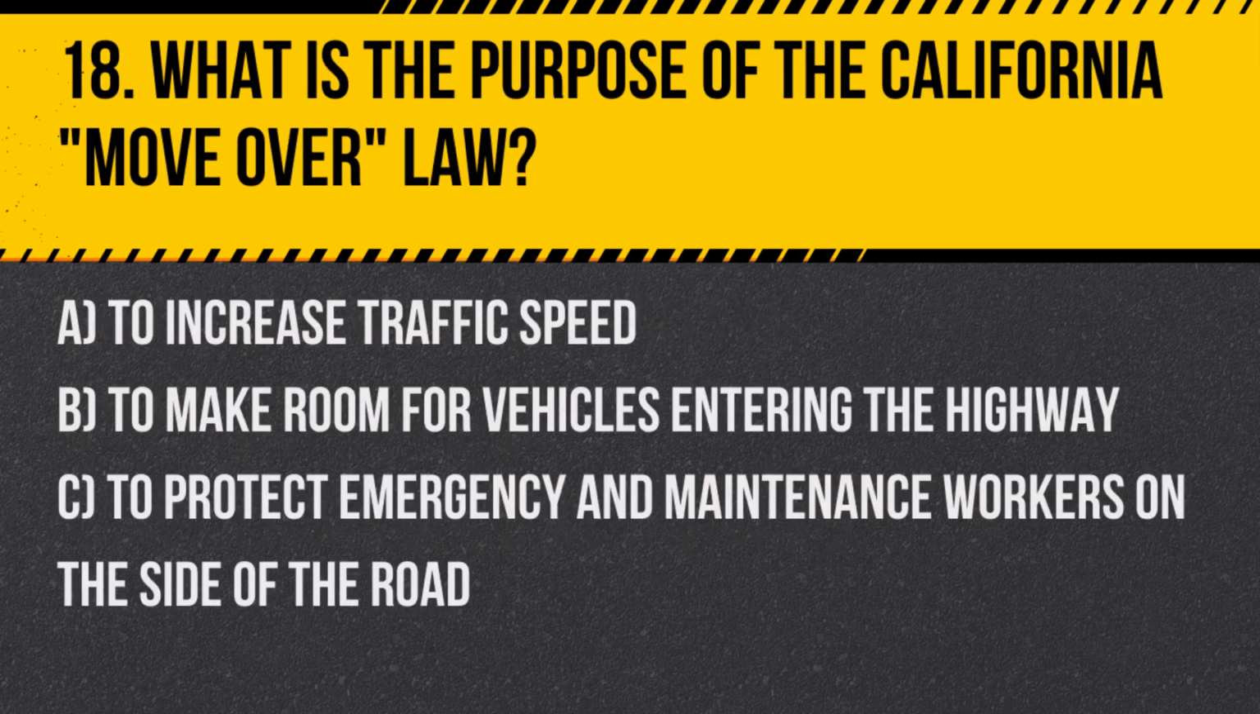Question 18. What is the purpose of the California Move Over law? A. To increase traffic speed. B. To make room for vehicles entering the highway. C. To protect emergency and maintenance workers on the side of the road. Answer. C. To protect emergency and maintenance workers on the side of the road. Drivers must move over or slow down when approaching stationary emergency vehicles, tow trucks, and maintenance vehicles displaying flashing lights.